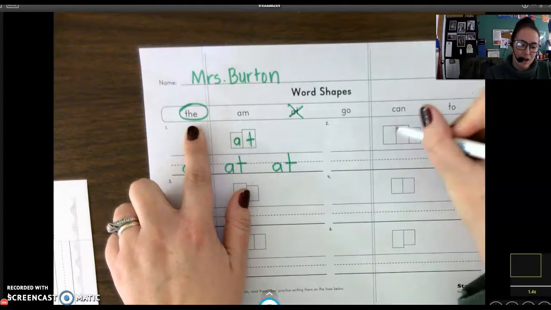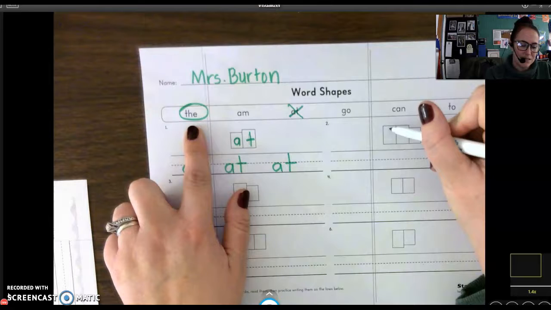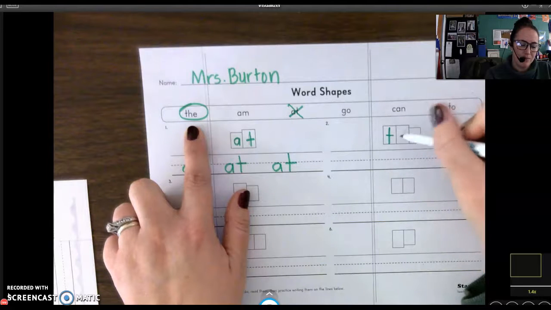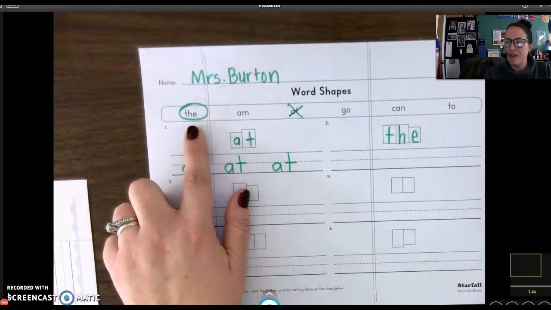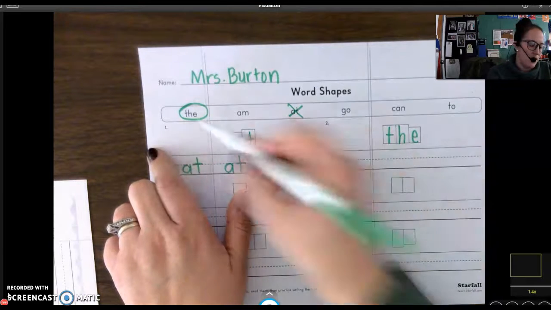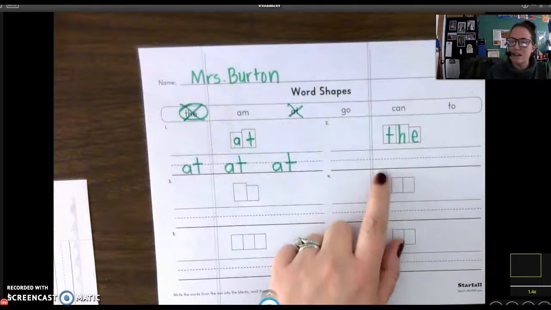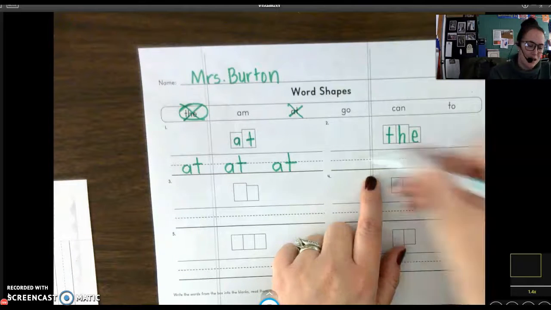I'm going to come down here and copy it in the word box. I'm going to put T. You all do this with me. H-E. The. We're going to mark it out. We're not going to use it again. And we're going to come down on the line below and we're going to spell and write the 3 times.